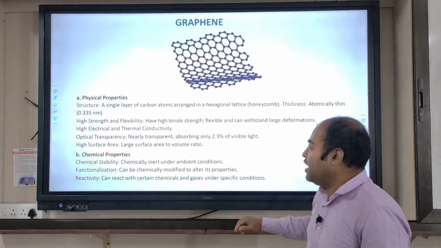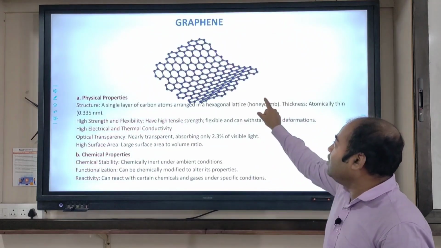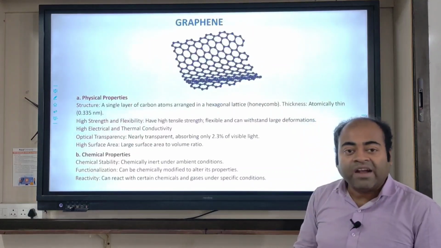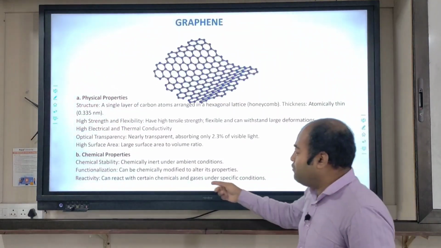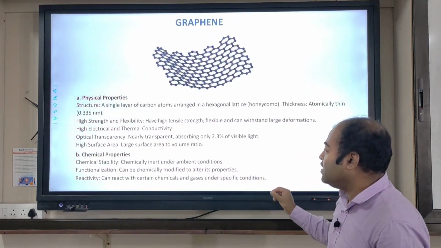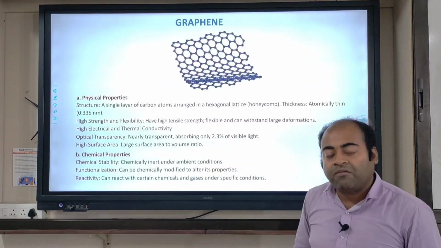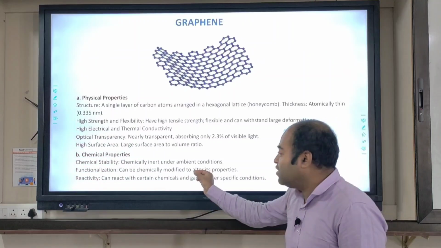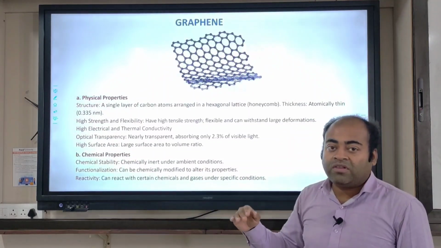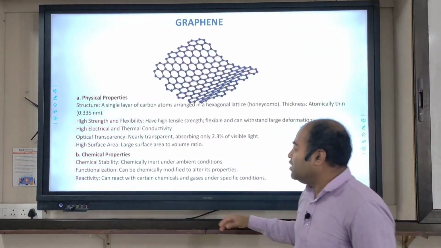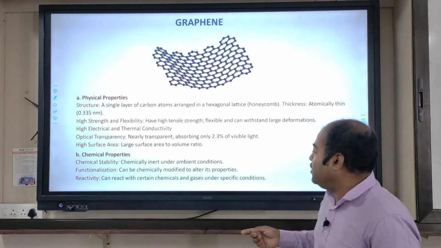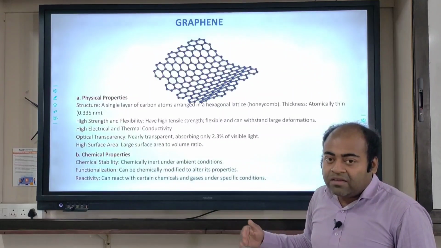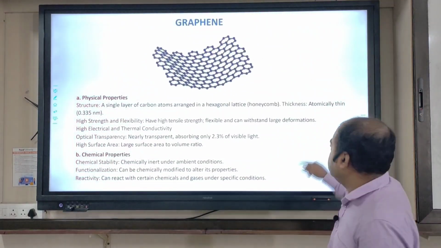and obviously it should have high surface area. Coming to the chemical properties, although graphene is one atom thick, it is still chemically inert at ambient conditions. Functionalization is a very important property: the various chemical properties of graphene can be easily tuned or manipulated by functionalizing the bonds with some functional groups. The reactivity of graphene can also be tuned with functionalization and various other chemical modifications.